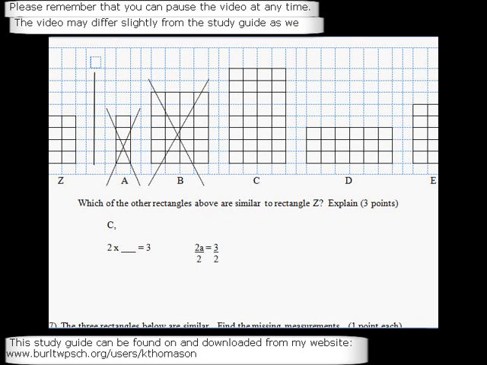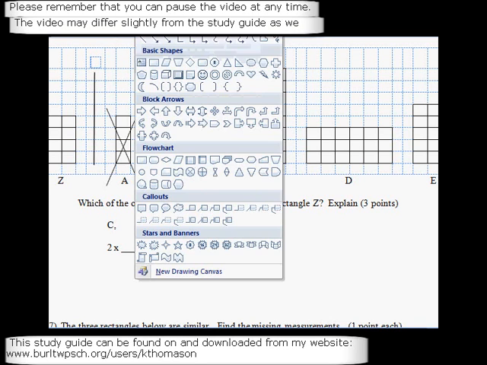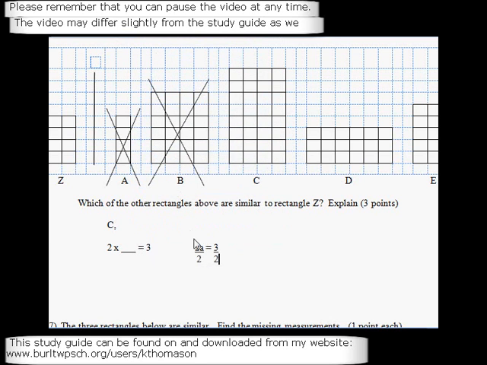Now, 2a divided by 2, we have a 2 underneath a 2, and in general, you know that 2 divided by 2 equals 1, so they're going to cancel. So that leaves us with a equals 3/2.